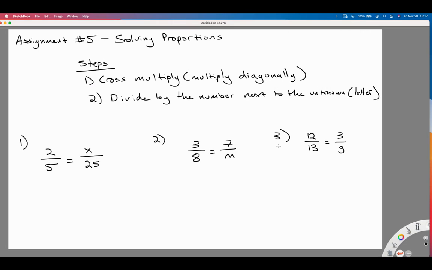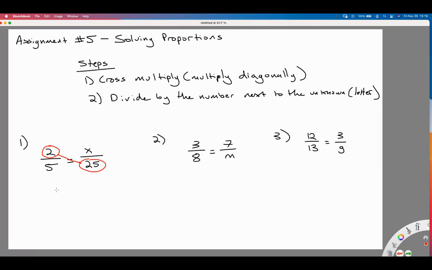So our first step, everybody, is going to be to cross multiply, or like I said, multiply diagonally. So if we work with number 1, and we have the values 2 over 5 equals x over 25. Okay? A proportion is just two ratios that equal one another, just like an equivalent ratio. It's just another name of saying that. Okay? However, when we multiply diagonally, we take the two diagonal numbers and we multiply them with each other. So it's 2 times 25.